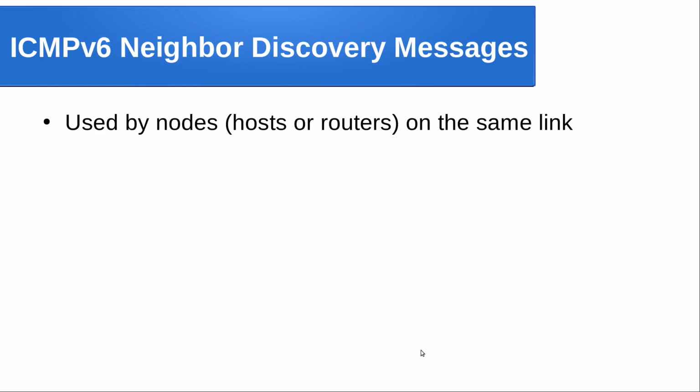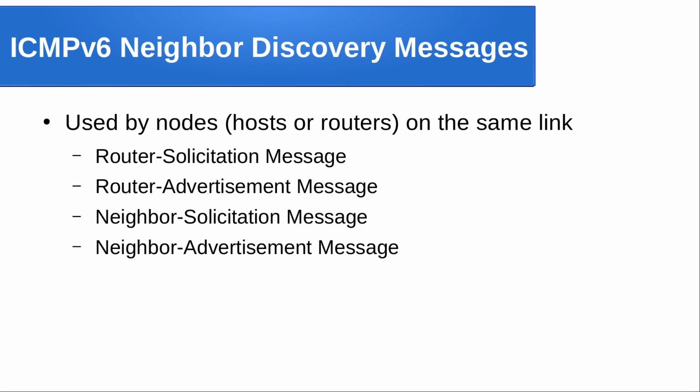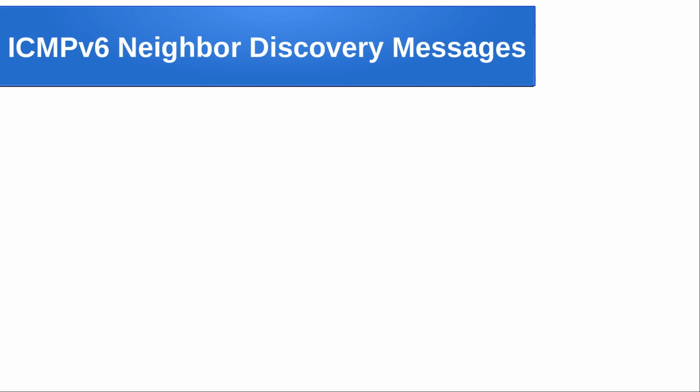Neighbor discovery messages can be used by nodes, which could be the intermediate routers or the hosts on the same link. As the word suggests, we are trying to discover a neighbor. A neighbor can be an immediate neighbor, or it can be the router, meaning my immediate router that is connected to me.